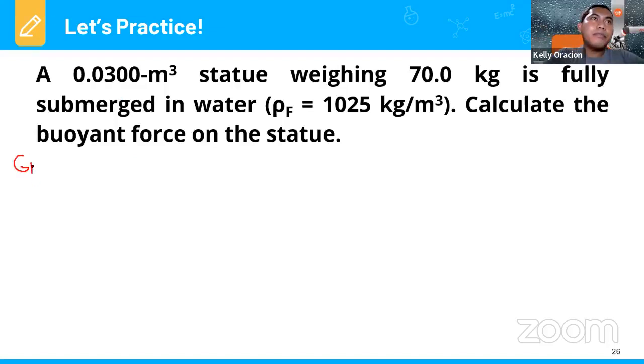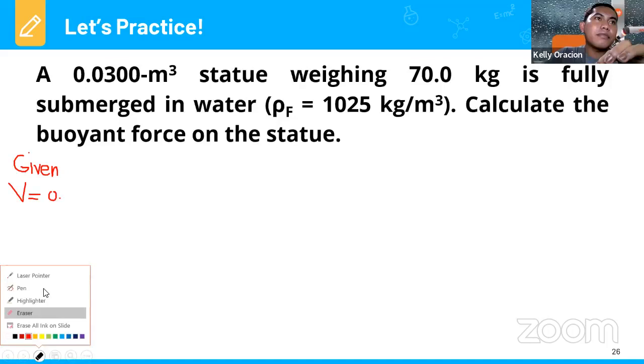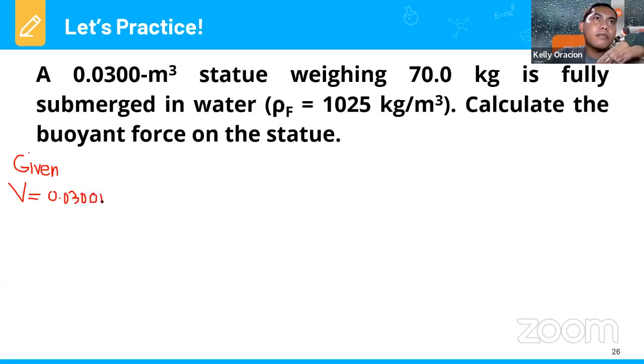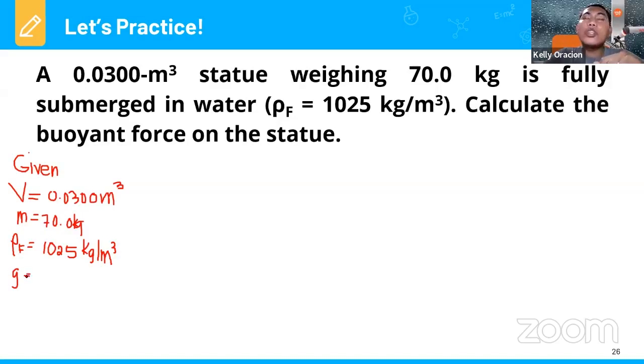So let's write the given. The volume of the statue is 0.0300 cubic meter. And then we have the mass, 70 kilogram. Actually, in this problem, the mass is of no use, it's just a distraction. The density of the fluid is 1,025 kilogram per cubic meters. And the acceleration due to gravity is 9.81 meter per second squared. Now, the formula that we are going to use is this one.